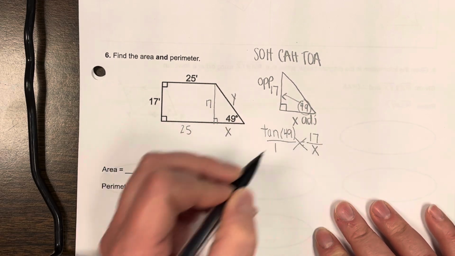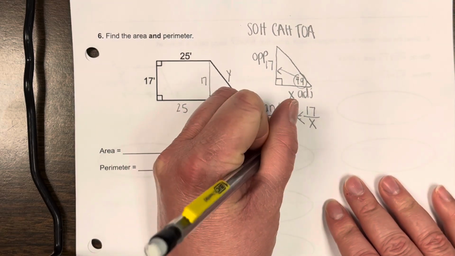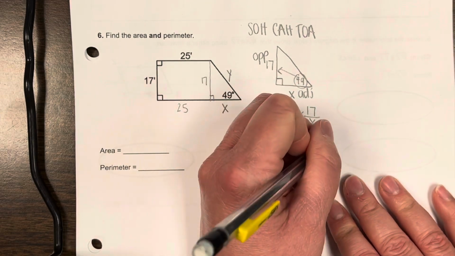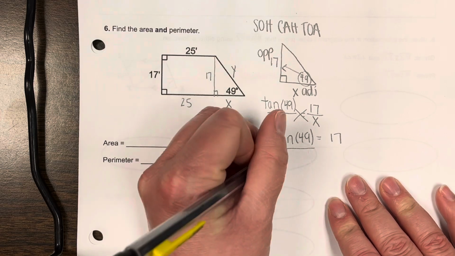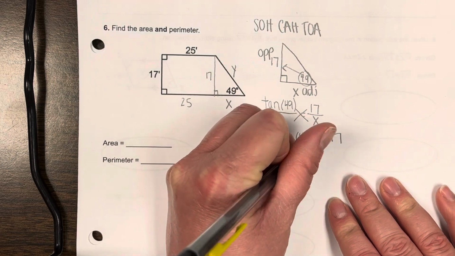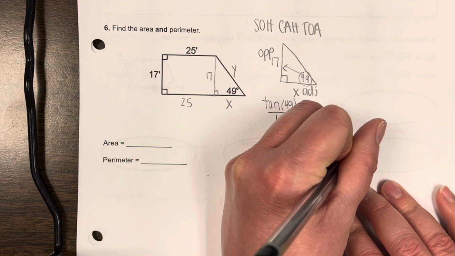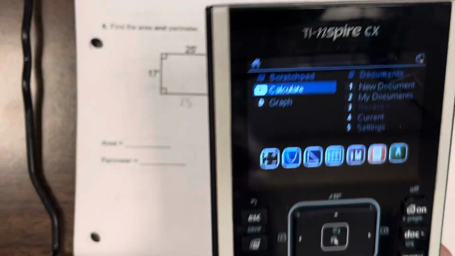So I'm gonna cross multiply because I don't put anything in the calculator until the end. X times tangent of 49 equals 17 times 1. So I'm trying to get X alone, so I'm gonna divide both sides by tangent of 49 because that's gonna cancel out here. And then I'm gonna put 17 divided by tangent of 49 into my calculator.